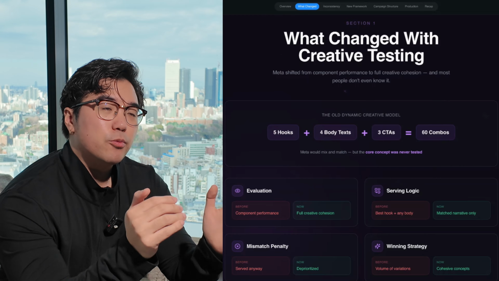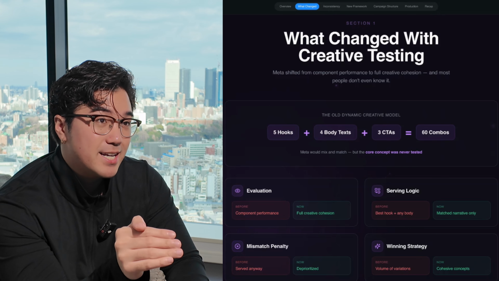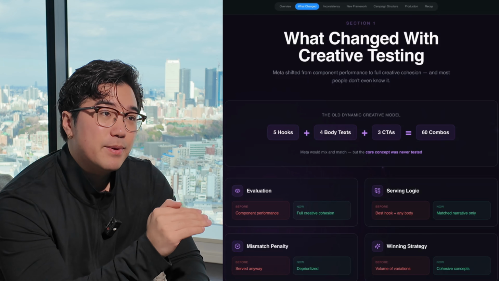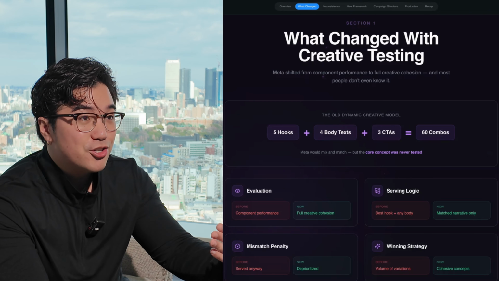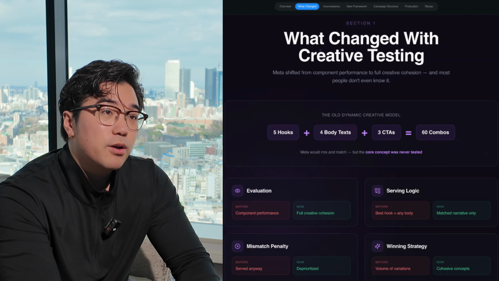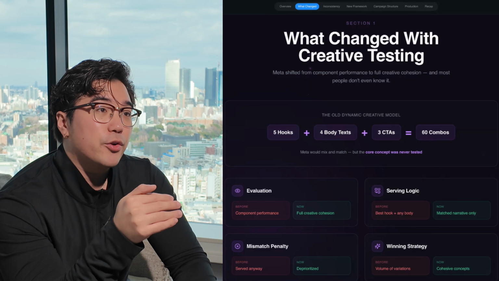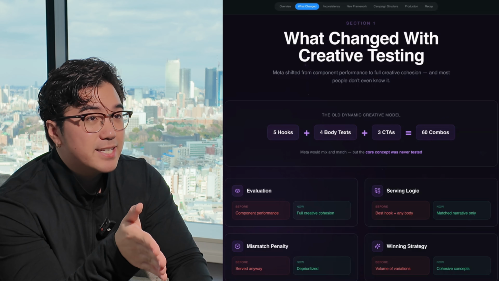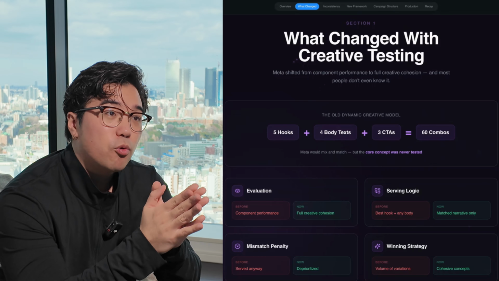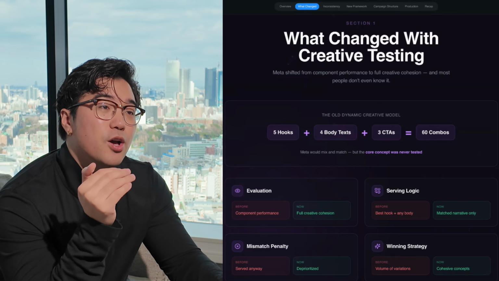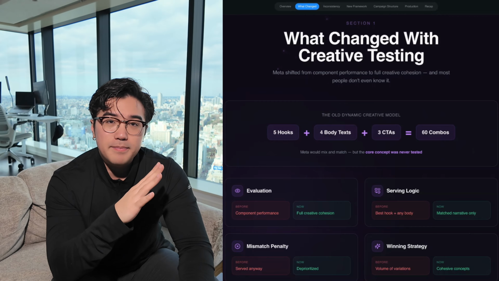So now, with the recent overhaul, Meta completely changed how it evaluates and prioritizes creatives within dynamic setups. They shifted the weight toward full creative cohesion instead of just individual component performance. So what that means is Meta is now looking at whether the hook, the body, and the CTA actually work together as a complete narrative. Before, it could serve the highest performing hook with whatever body text happened to be in rotation, even if there was a mismatch.